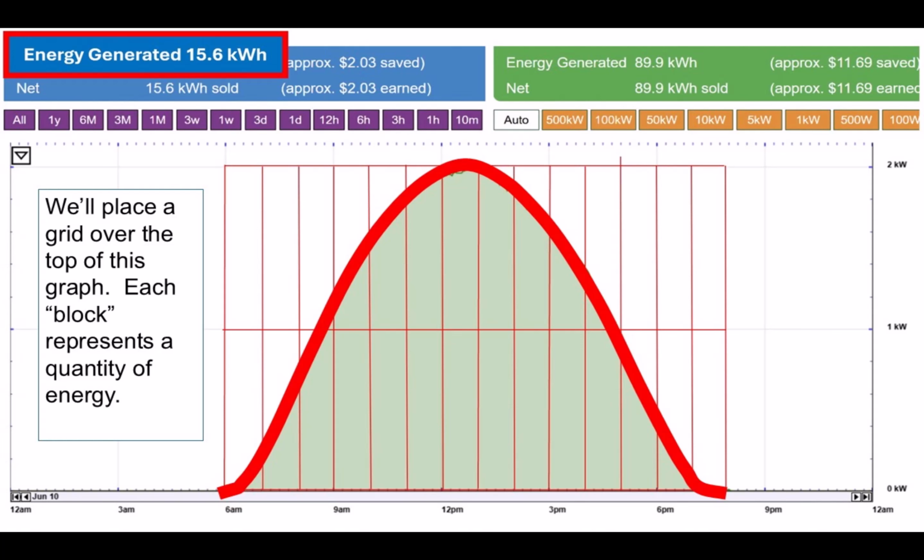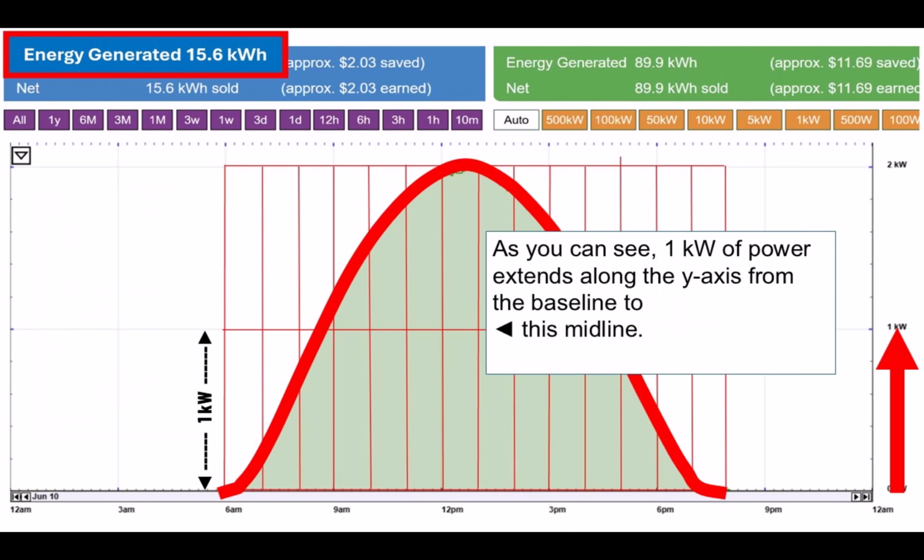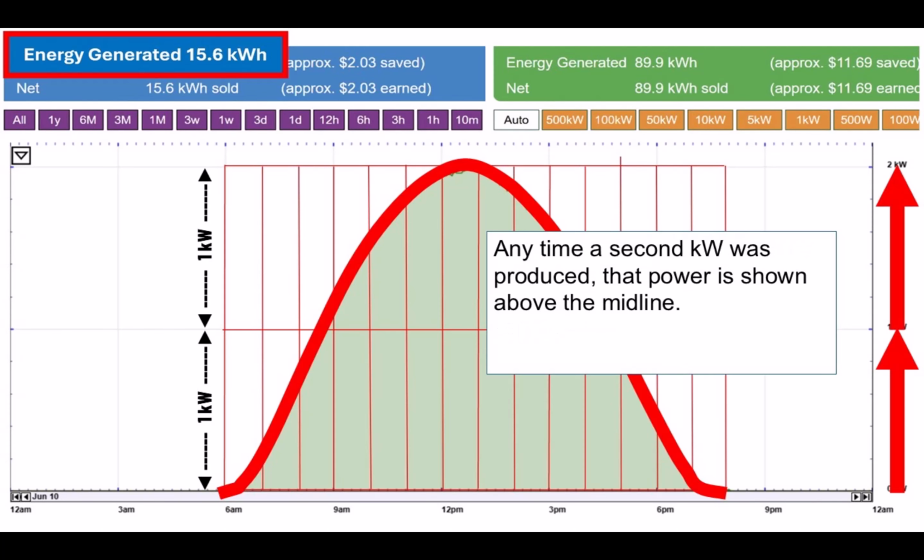We'll place a grid over the top of this graph. Each block represents a quantity of energy. The blocks with green in them represent a quantity of energy produced by this solar PV array. As you can see, 1 kilowatt of power extends along the y-axis from the baseline to this midline. Anytime a second kW was produced, that power is shown above the midline.